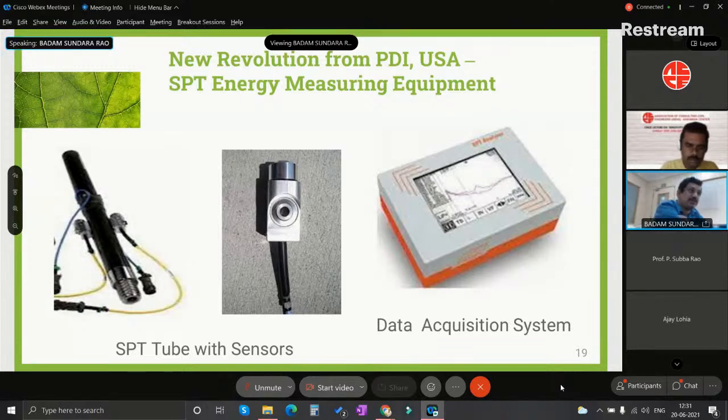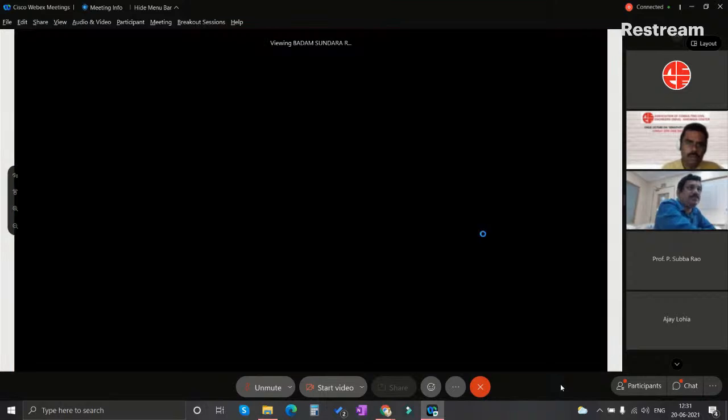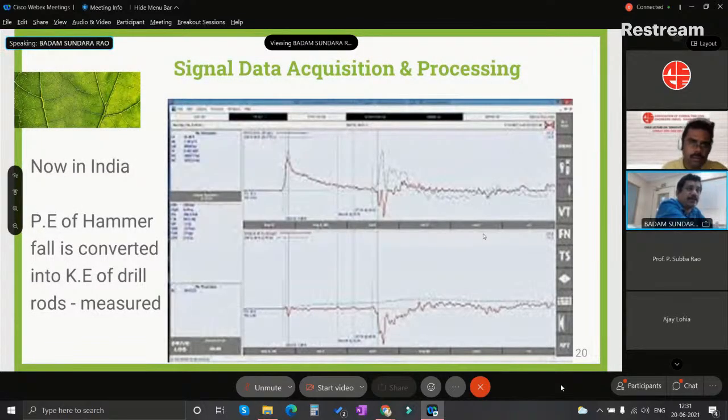In this, we have sensors. These sensors are fitted to the split barrel. The sensor will look like that, and this is the data acquisition system. The data acquisition system collects the data and filters it by removing the unwanted signals or noise, and after that it conditions the data, and after conditioning it processes it by amplifying it.